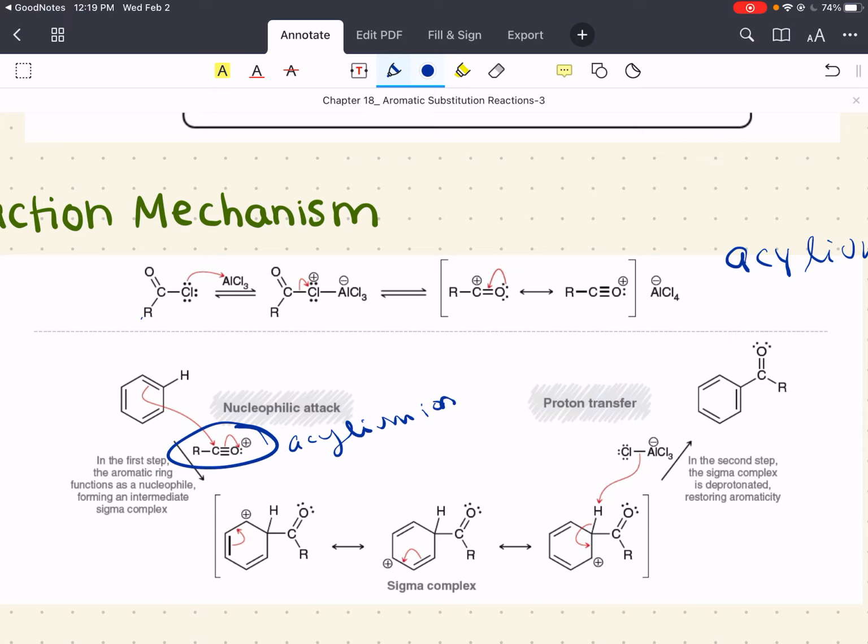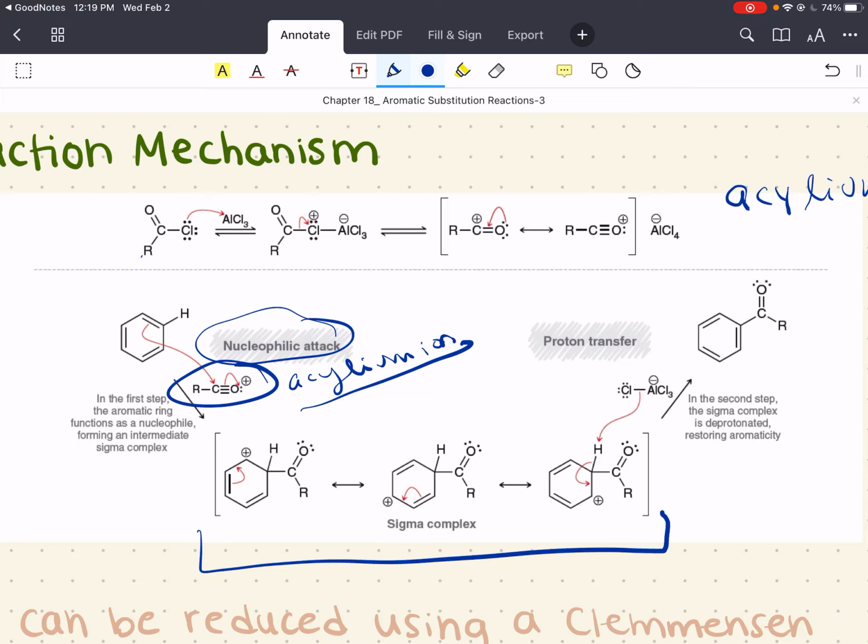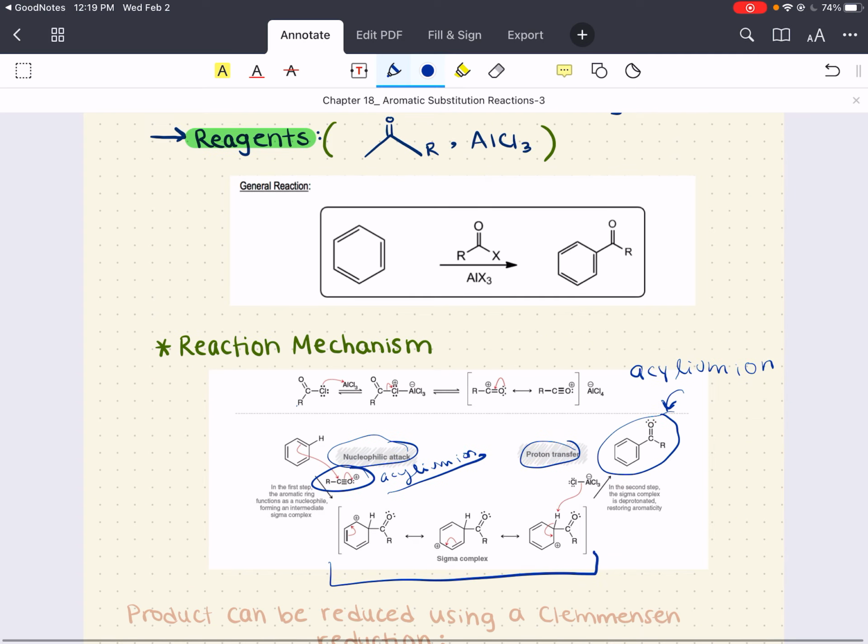Fantastic. All right, so let's look at this mechanism. Very similar to Friedel-Crafts alkylation. We first have our nucleophilic attack, all right, to form this sigma complex that is eventually deprotonated via a proton transfer to restore aromaticity. Now, the product of Friedel-Crafts acylation is this aryl ketone, which is very important, all right, and can be again produced with the use of aluminum trichloride, which is used in this first step to form our acylium ion.